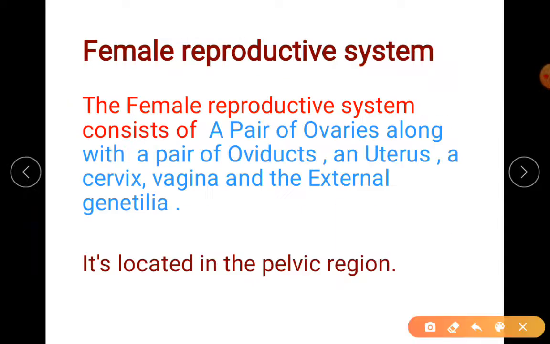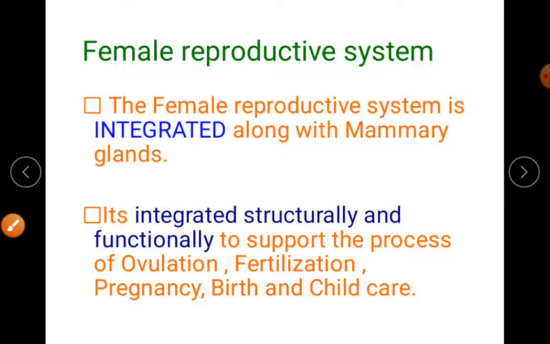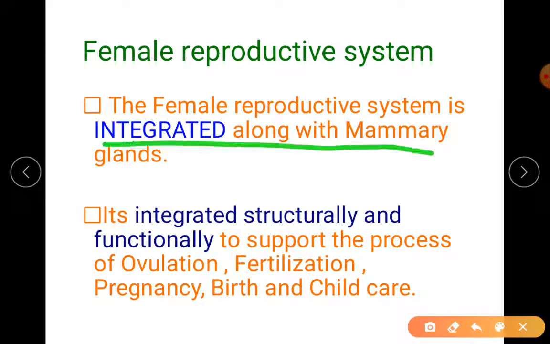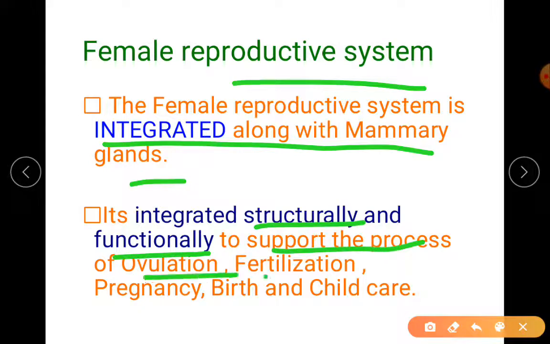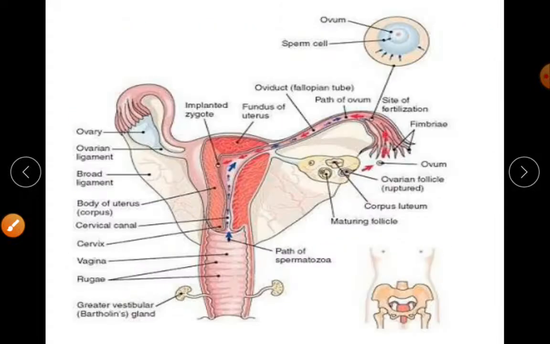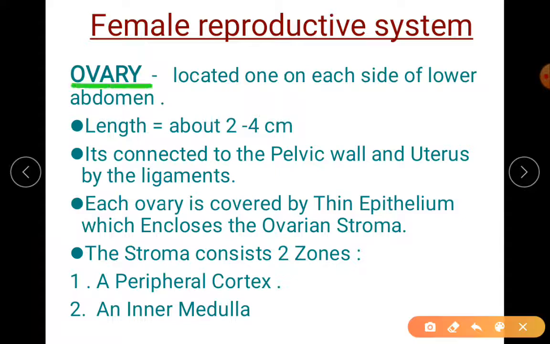And you should know what are the parts of the reproductive system, which we already started, and it is located in the pelvic region. You should also know to which organ it is integrated. It is integrated along with the mammary glands. So the female reproductive system is integrated structurally and functionally to support the processes of ovulation, fertilization, pregnancy, birth, and child care.